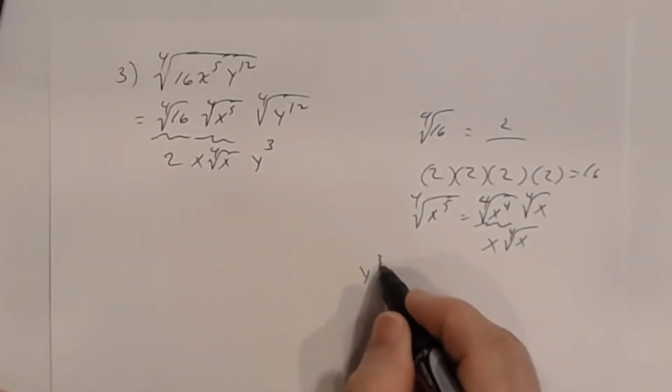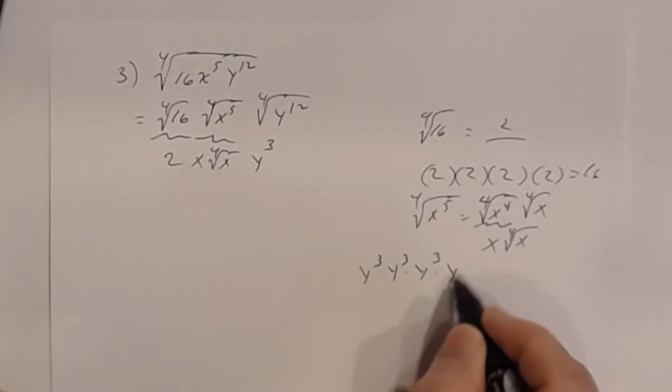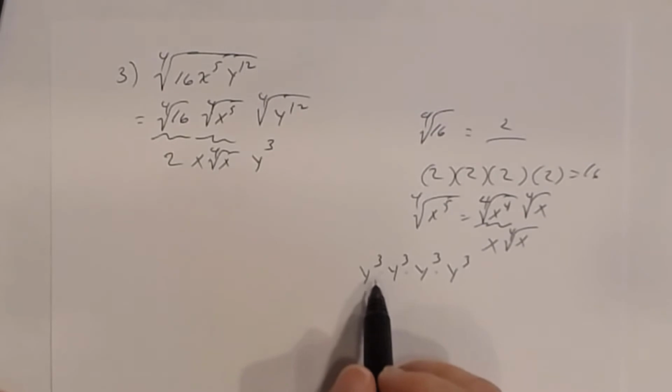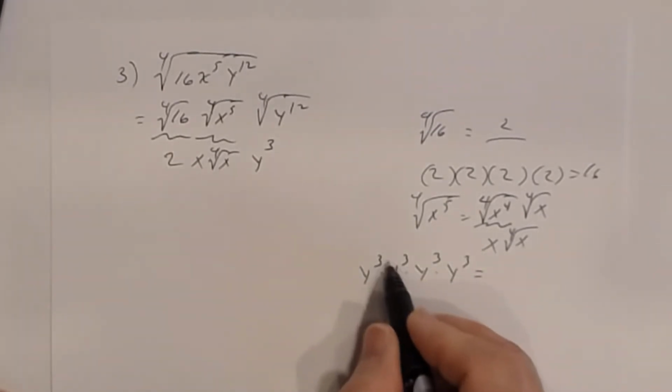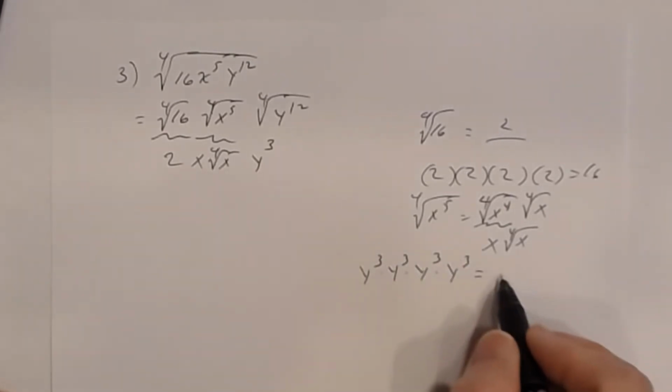Because y to the 3rd times y to the 3rd times y to the 3rd times y to the 3rd. Remember, y to the 3rd times itself 4 times, because the index is 4. When you multiply like bases, you add exponents. 3 plus 3 is 6. 6 plus 3 is 9. 9 plus 3 is 12.